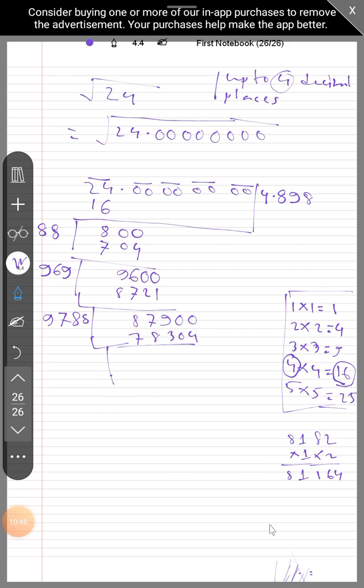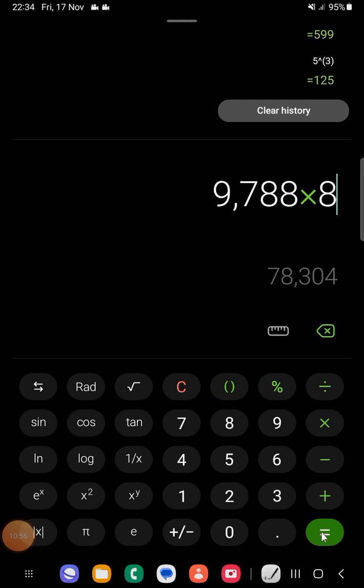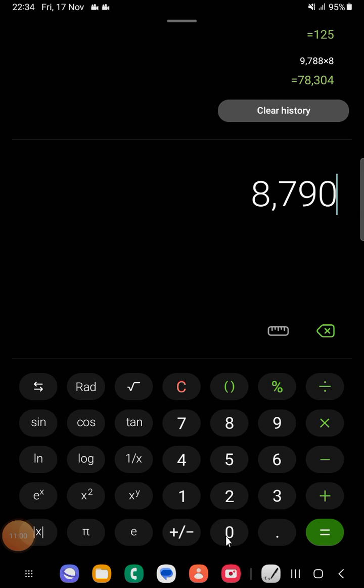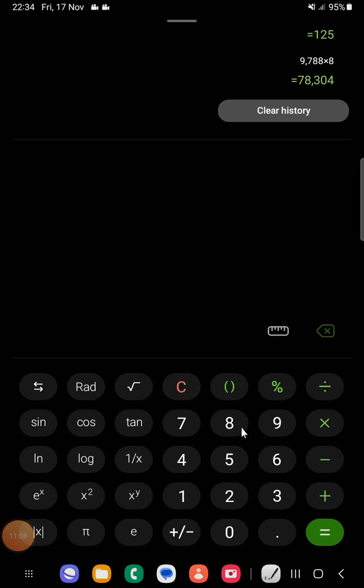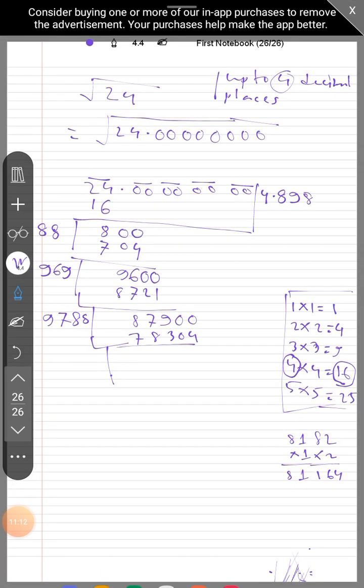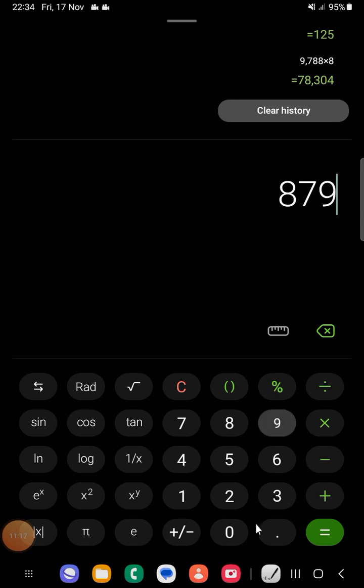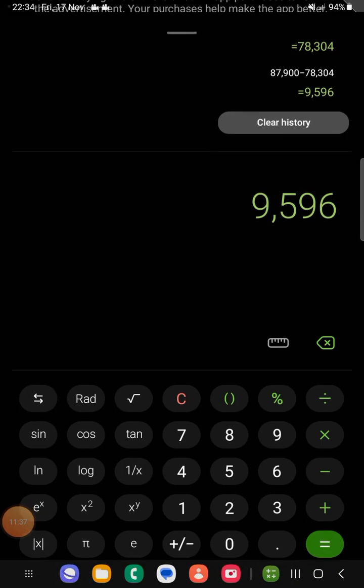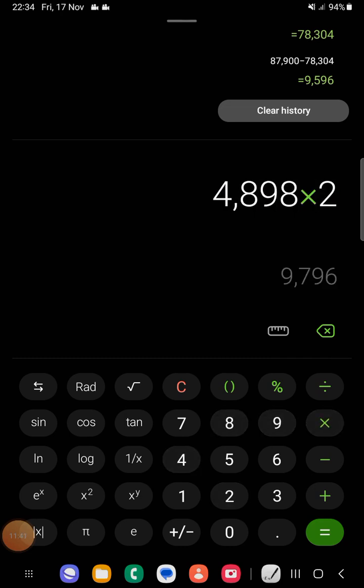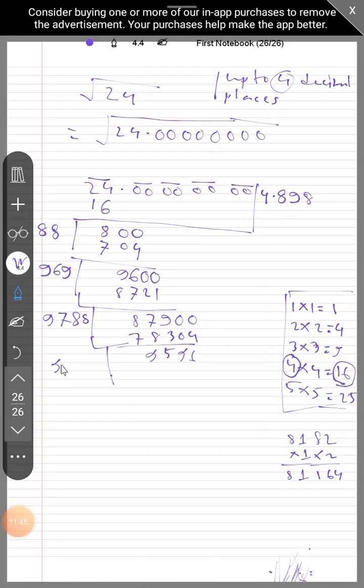If we subtract 78,304 from 87,900, the answer is 9,596. Again, double of this, 4898, gives 9796.